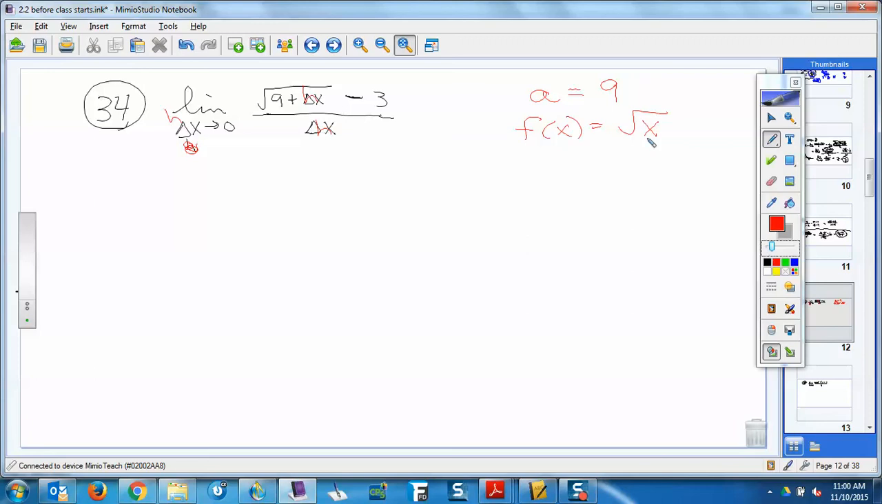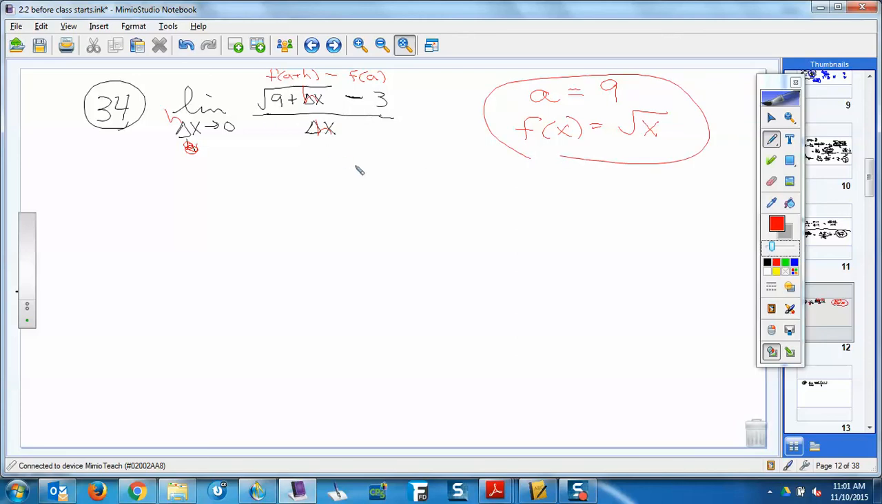Now, the 3 might have thrown you off, but actually if the function is square root of x, this is f of a plus h minus f of a. Well, in this case, that'd be f of 9. What do you get if you plug 9 into the function? Square root of 9 is 3. So this was really square root of 9 plus h minus square root of 9, but they went ahead and simplified it. Square root of 9 is 3, and then all over h. So that's what this problem is.